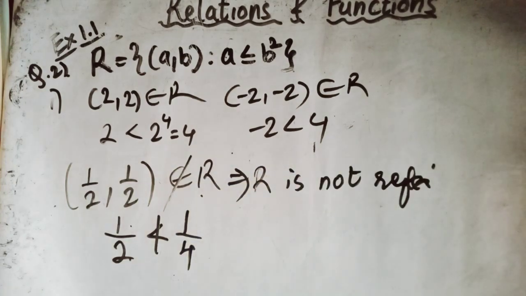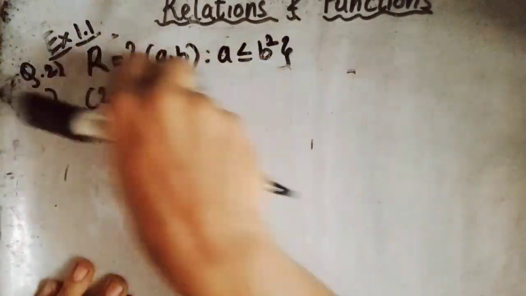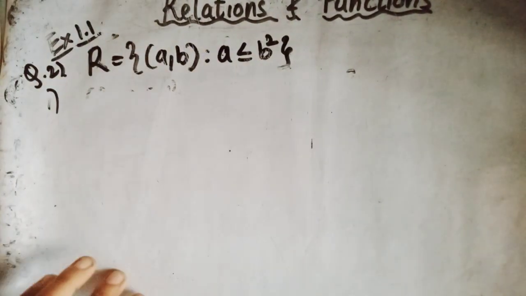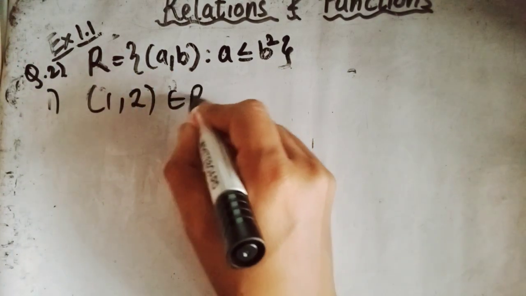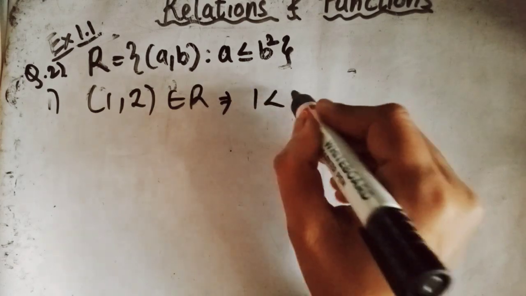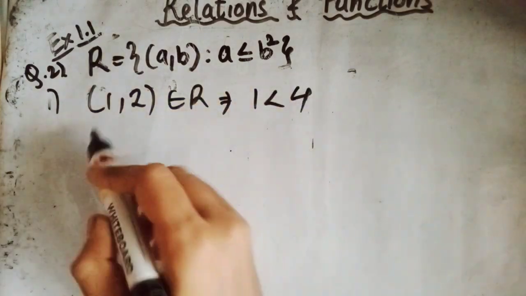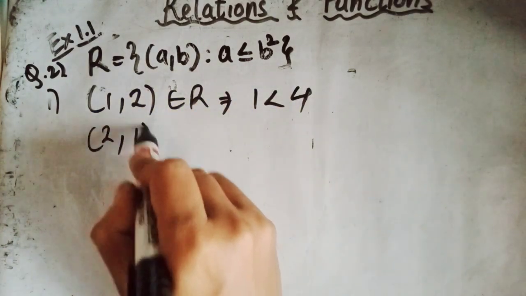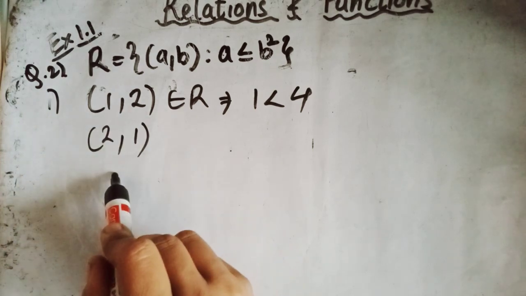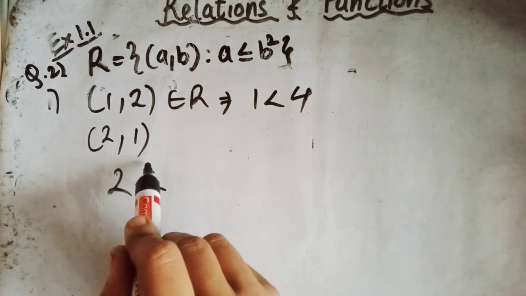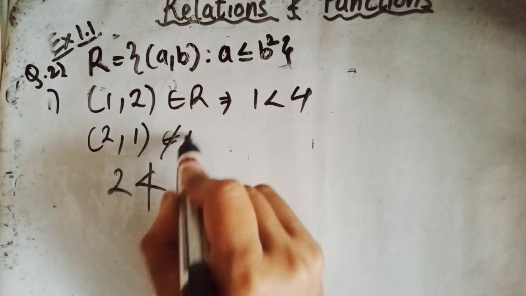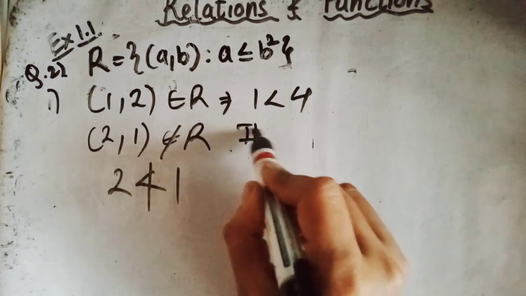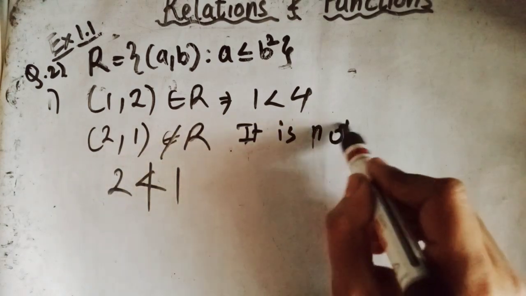Okay. Let's check for symmetric. Take one element, say (1, 2) belonging to R. So 1 is obviously less than 2 square, which is 4, and I am taking (2, 1). So 2 is not less than 1 square. Okay, so this does not belong to R, so it is not symmetric.